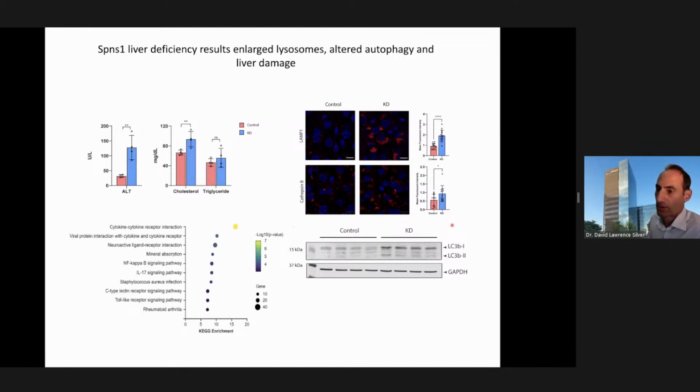Running an RNA sequencing analysis to get more information about what's going on in the liver, we can see that the top pathways that are elevated in the livers of knockdowns are those involved in inflammatory pathways. So knocking down SPINS1 in the liver results in a very clear liver pathology. It's not a fatty liver disease. It looks more like an inflammatory disease.